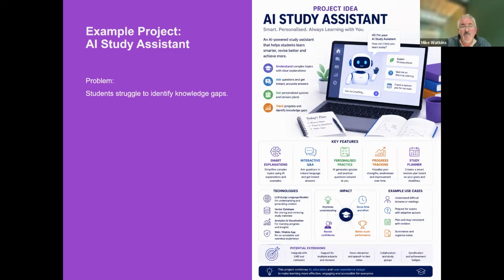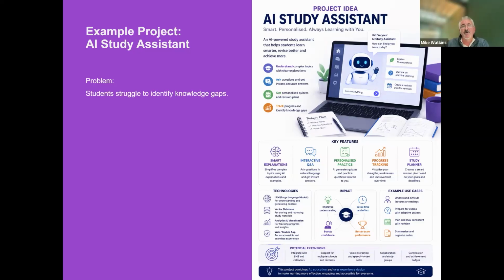So one of the possible projects that you might want to do is some kind of AI study assistant. Students struggle to identify knowledge gaps. That's something I'm aware of, being in education, is a common thing that students are not sure about. So you can start thinking, well, a study assistant, I could explore AI technologies with it. I could look at what students want. I am a student, or I will be a student, so I have first-hand knowledge of that.